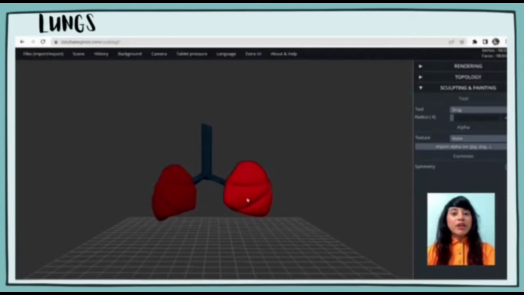Lungs are an important organ in the respiratory system. The lungs and respiratory system allow oxygen in the air to be taken into the body while letting the body get rid of carbon dioxide. When we breathe in, the diaphragm moves downward towards the abdomen and the rib muscles pull the ribs upwards and outward.